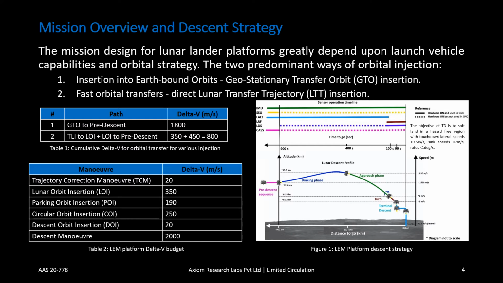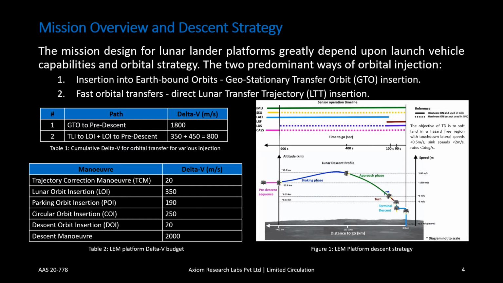So there are two predominant ways to perform an orbital injection for a lunar mission. One, directly insert into an Earth-bound orbit or geostationary transfer orbit, and the other, a fast orbital transfer to a direct lunar transfer trajectory. Each of these paths from injection to pre-descent consumes a delta V of 1800 and 800 meters per second respectively. Pre-descent is the phase just before initiation of the lunar descent burn.